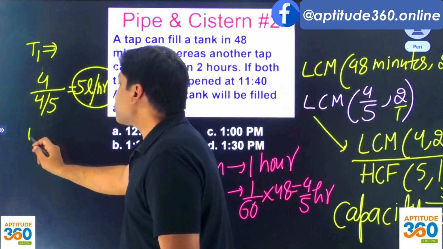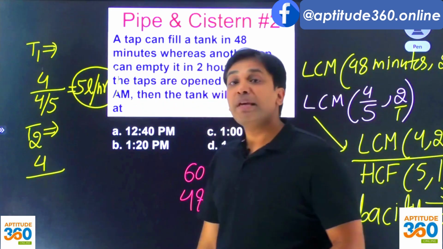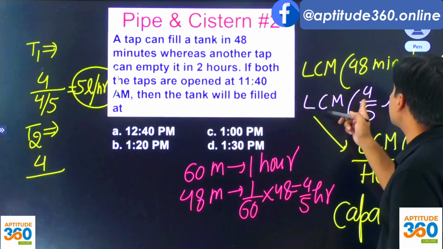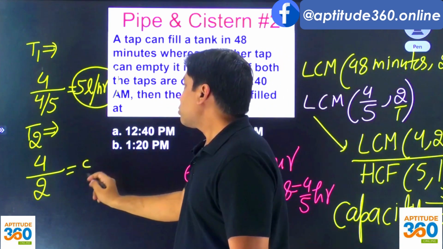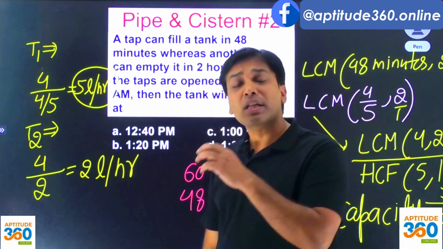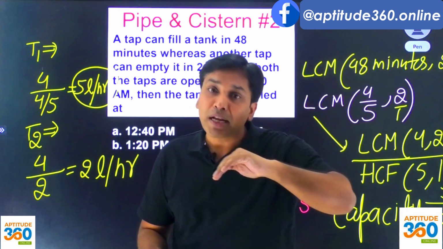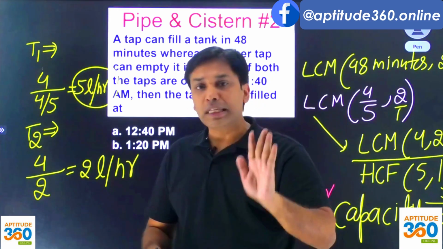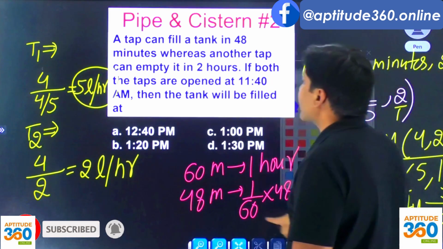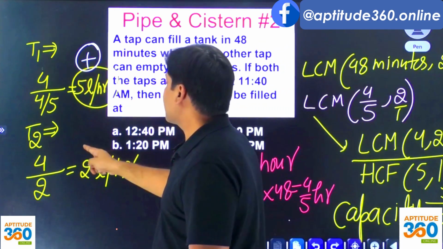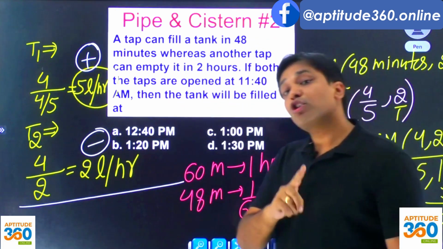And what is going to be the case with tap 2? 4 liters is being filled in how many hours? It is not being filled, but it is getting emptied. So this is 2. So 2 liters per hour. Now which one is the positive work and which one is the negative work? The one that fills water is the positive work, and the one that takes water out is going to be the negative work, as we learned in video number 1. As per this understanding, the first one is the positive work and the second one is going to be the negative work.